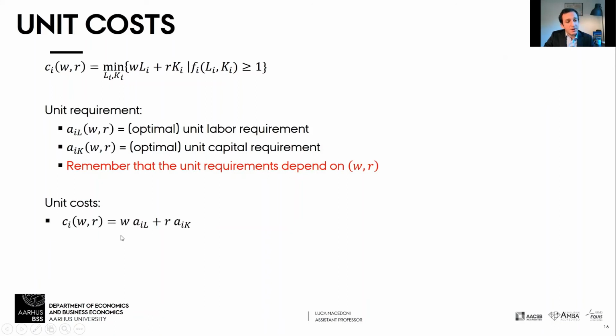Now, we're going to write the unit cost with this general formulation where the unit costs are the wage times the unit labor requirement plus the rental on capital times the unit capital requirement.